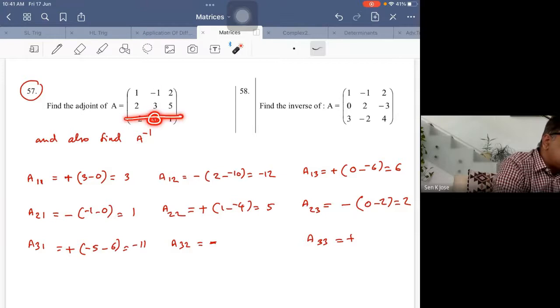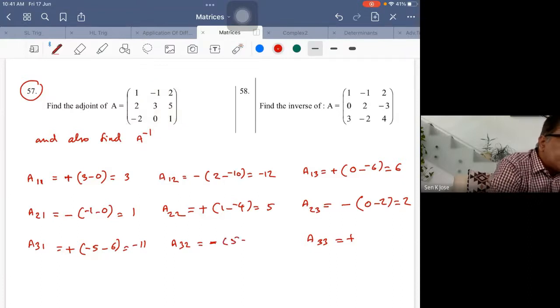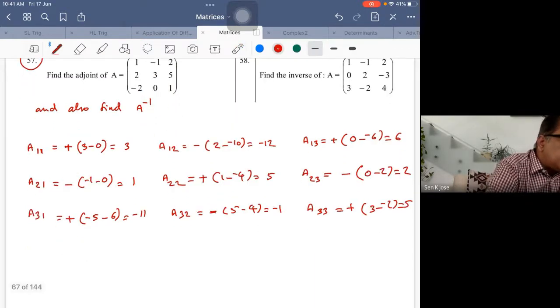Delete the row and the column. Cross multiply 1 into 5 is 5 minus 4, which is minus 1 now. A33 plus of, that's the element, delete the row and the column it contains, cross multiply 1 into 3 is 3 minus 2, which is 5. They ask for adjoint.